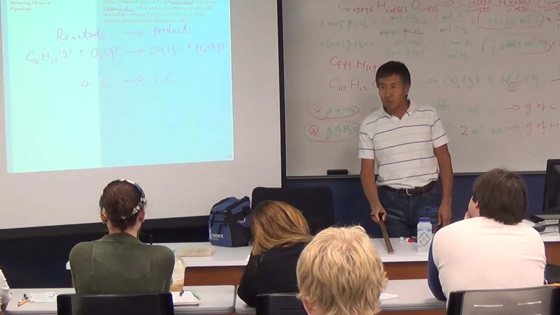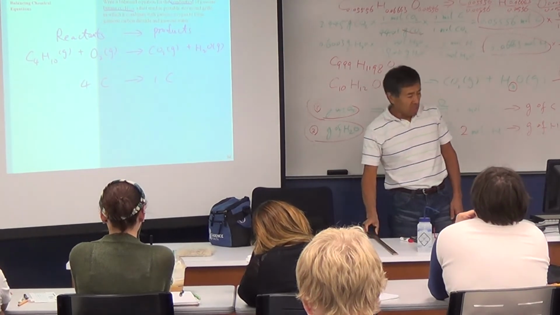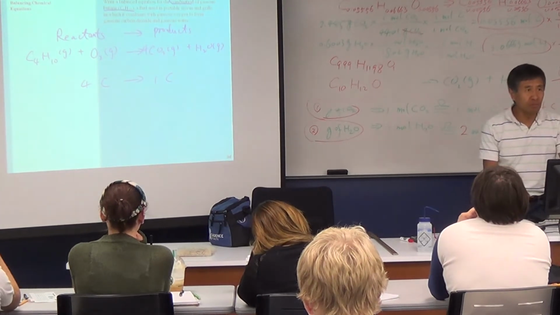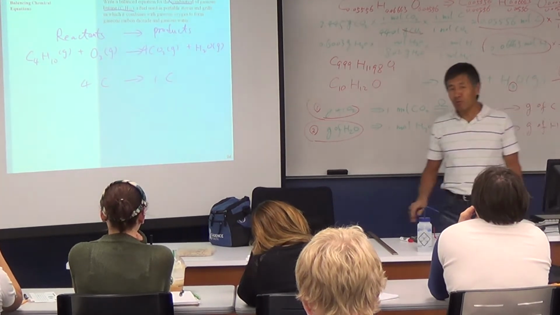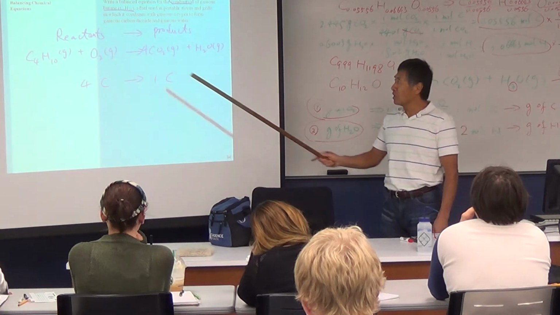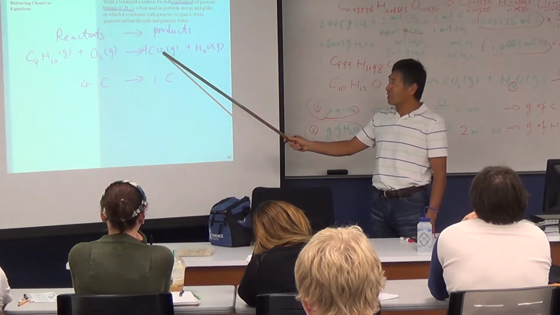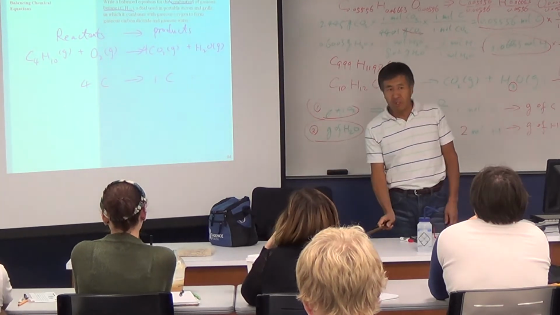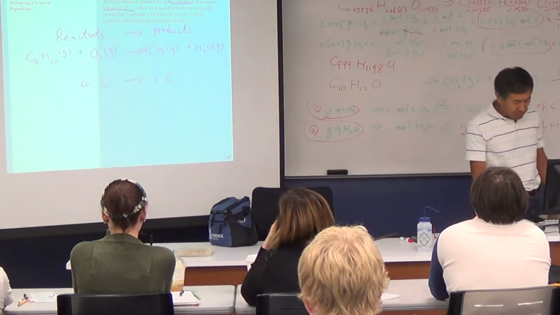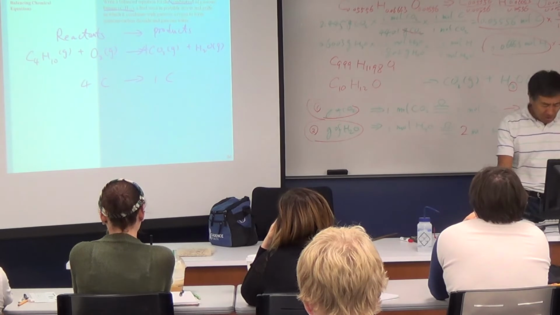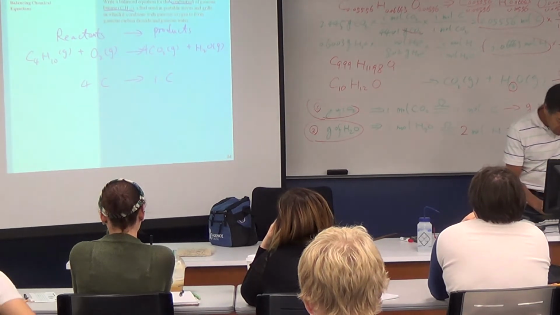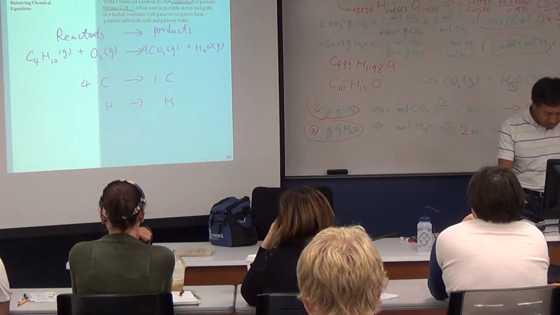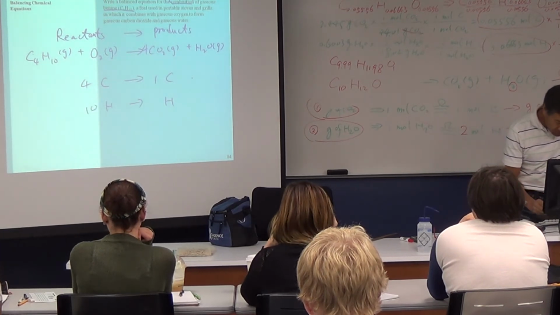So if you want to have 4 carbon, you just put a 4 in front of CO2. But once you put the 4 in front of CO2, it applies to everything before the plus sign. So let's forget about that oxygen. Now let's look at the H. How many H do we have on the two sides? 10, very good, 10 and 2.